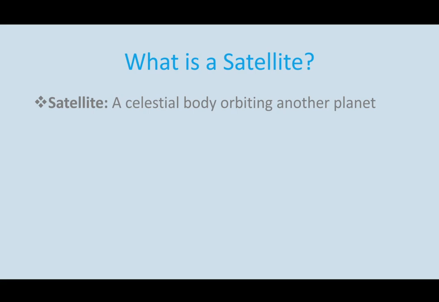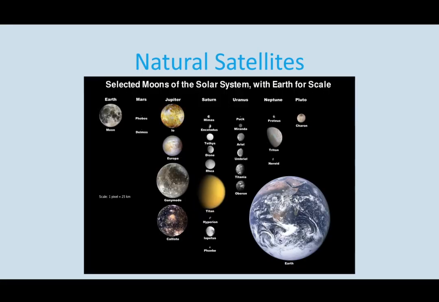You may have been thinking about satellites that beam signals down to Earth, and you're not wrong, because there are two types: artificial and natural satellites. These are some of the natural satellites in our solar system, with Earth for scale. We have basically all the moons, such as our moon that we can see at night, and the moons of other planets. Those are all natural satellites because they orbit around either Earth or another planet.